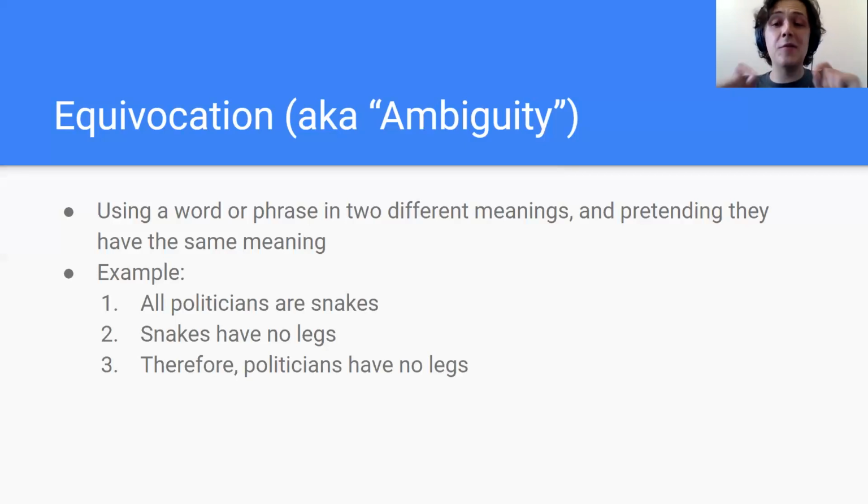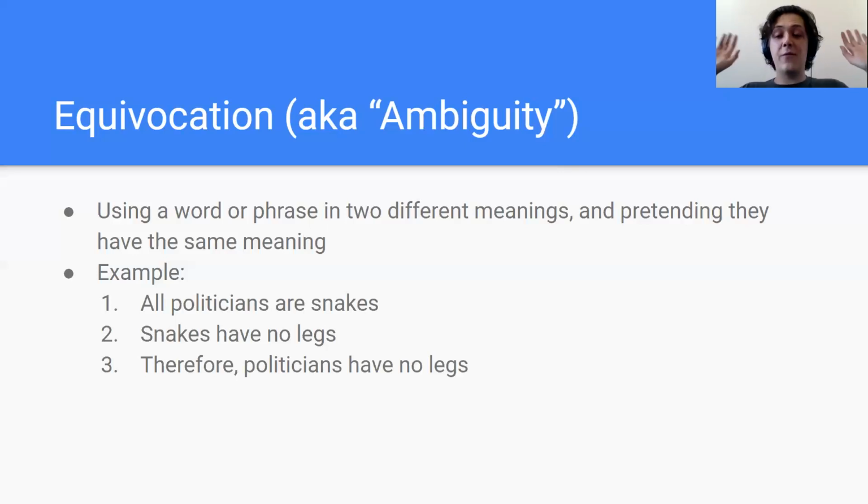But as a matter of fact, it doesn't. It's literal, referring to a kind of animal in premise 2, and it's metaphorical, calling people sneaky in premise 1. So you might think that all politicians are snakes in the sense that they are sneaky, and you might think that snakes have no legs because that's just a true fact about animals.